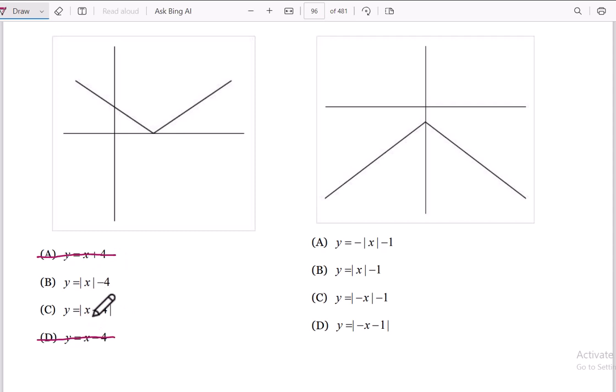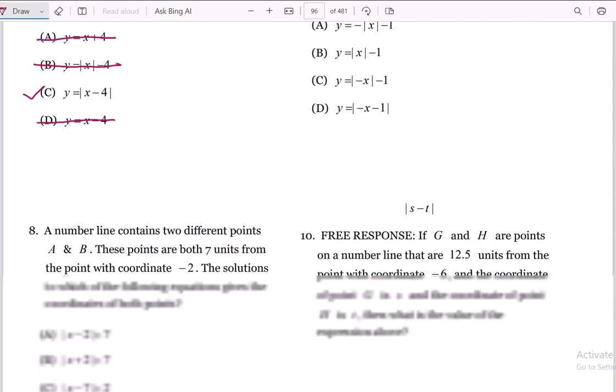Okay, look at this now. This is saying that you have an absolute value function and it's going all the way down, like 4 units down. But this graph did not go down. So by elimination, I can just choose C. And it makes sense because it just went like 4 units horizontally, and then the absolute value function encapsulates everything, which means it didn't go negative. So C makes more sense. Let's check, and we are done with that. Let's check question number 8.